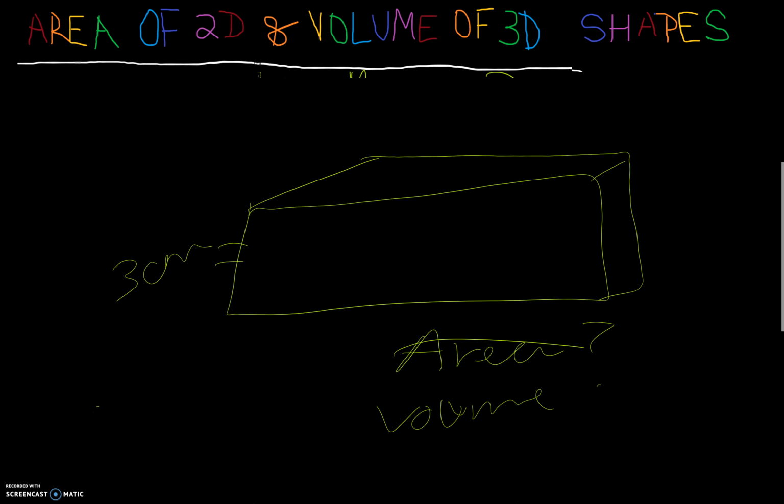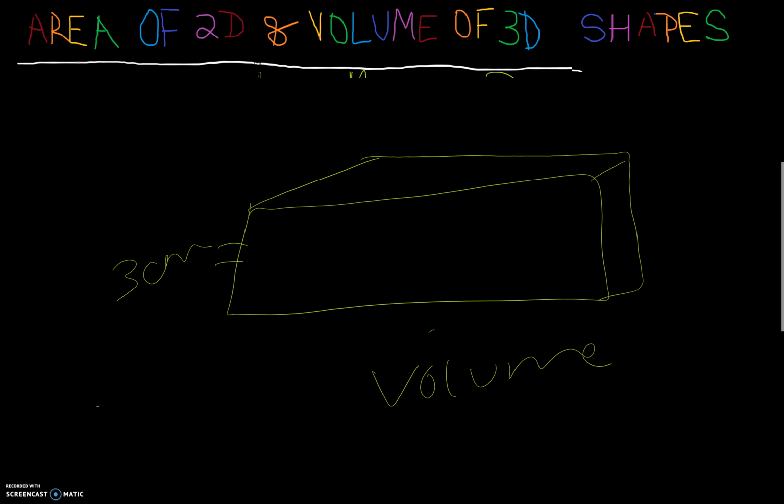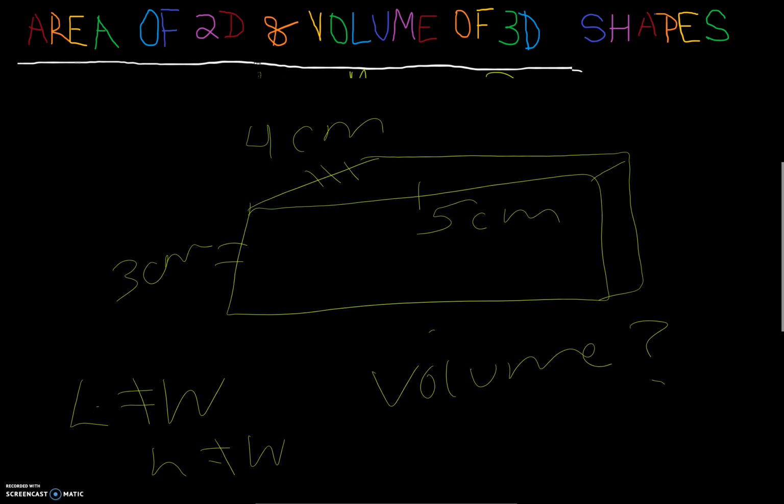So let's say this is 3 centimeters, and we'll say this is 5 centimeters. And this is 4 centimeters. So one thing to note about rectangular prisms is that all 3 dimensions can be different values. So length does not equal width in a rectangle, and height will not necessarily equal width or length. I suppose it could, but usually it's not going to.